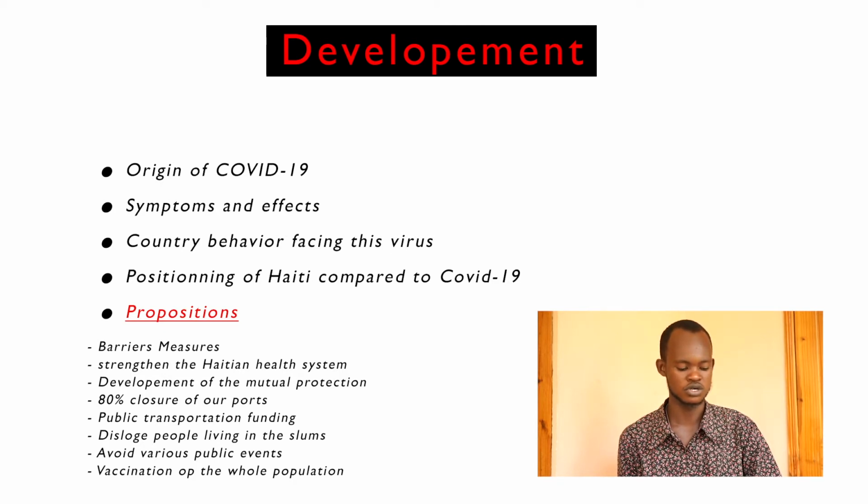Here are some propositions. Firstly, barriers, measures, use of vaccinations, public transport funding, build new habitats to dislodge people living in the slums, 80% closure of all our ports.